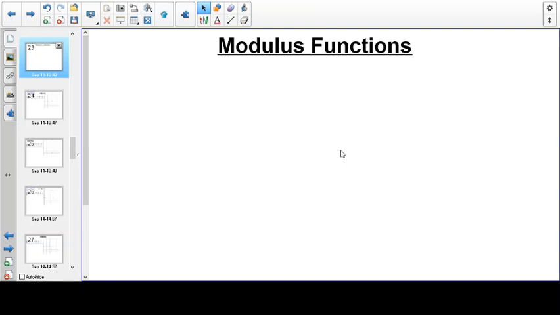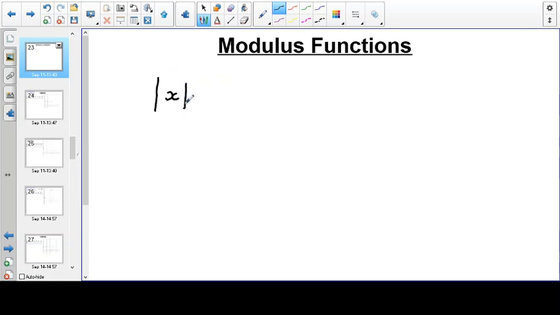Hi, this is the next video in the functions chapter. For the next few videos I'm going to look at something called modulus functions. Now you'll have seen the symbol for modulus before. We use vertical lines like that to represent a modulus. And you'll have seen that before in, for example, vectors, when we've talked about the magnitude of a vector.